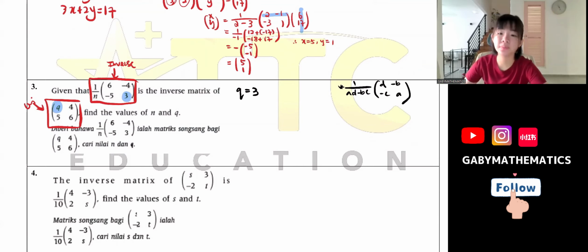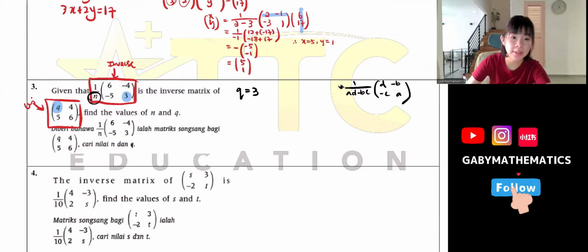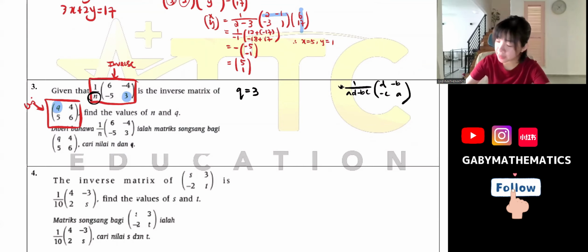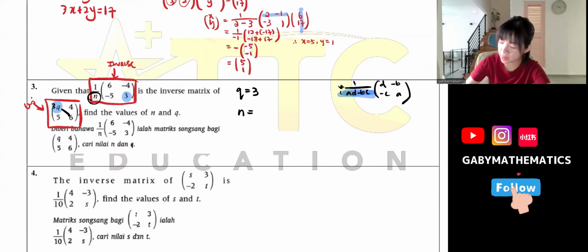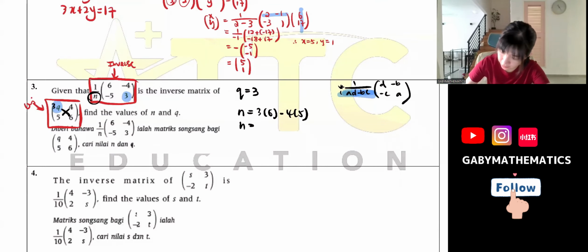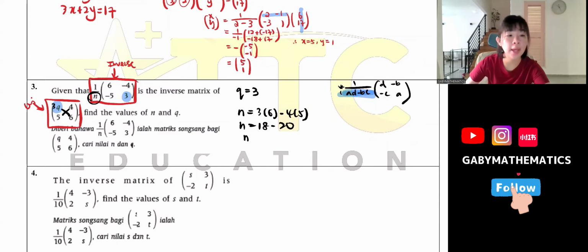So what's the answer for N? To find N, we have 1 over N here. The N is always AD minus BC. We use the original one to find it. Since we know Q is 3 already, N equals AD, 6 times 3, minus BC, 4 times 5. So N equals 18 minus 20. So N equals negative 2.